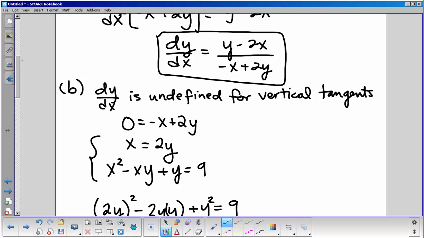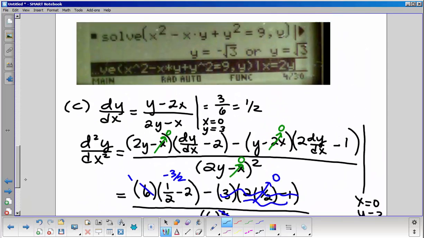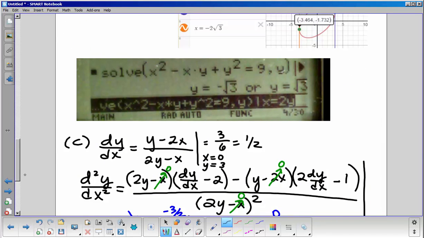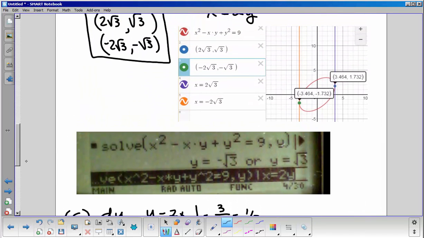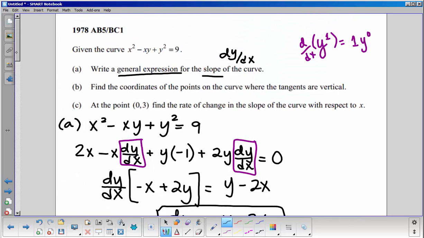Yes. Well, what is that? I am toasted. I am exhausted. Up to the question? Oh, I'm so sorry. Okay, so on A, how do you know that he's asking you about the derivative? General expression for the slope.